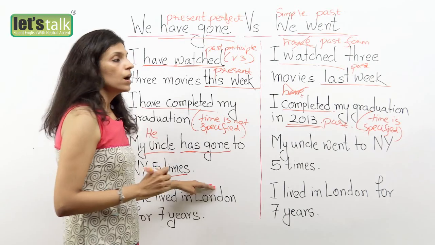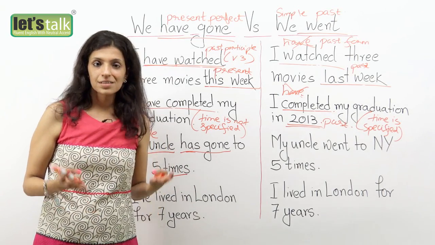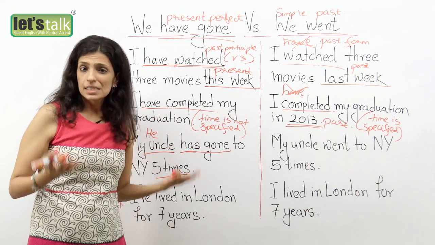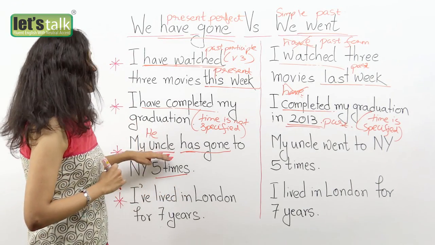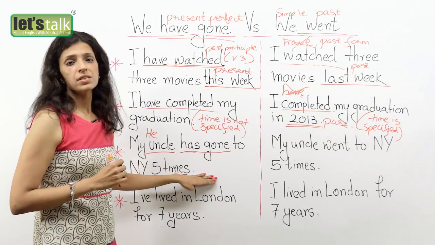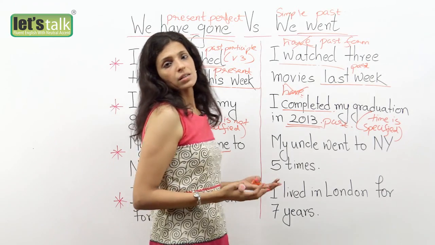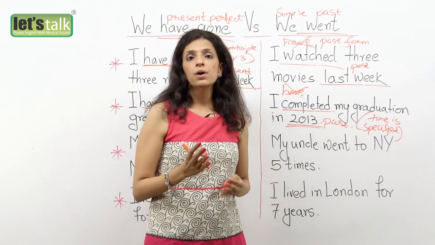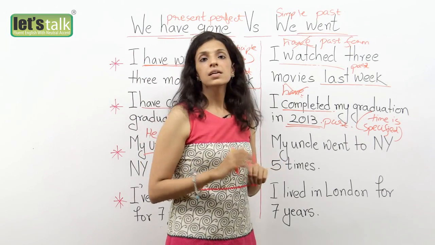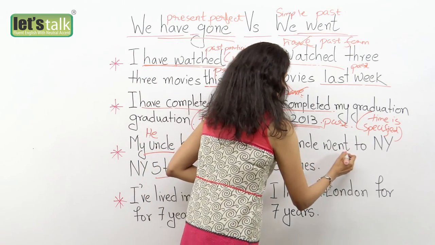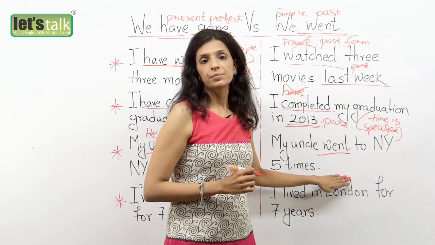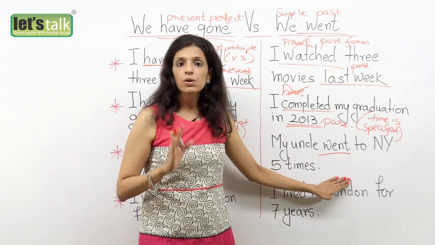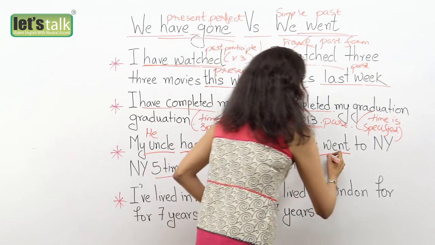Okay. Now, my uncle is alive. He still exists. So when I talk about his life or I talk about the various places he's traveled to, I'm going to tell you he has gone to New York 5 times. But supposing I've lost my uncle, he's passed away, he no longer exists. But I still want to tell you about the places that he visited. I'll say my uncle went to New York 5 times. When I make this statement, it means my uncle no longer exists.